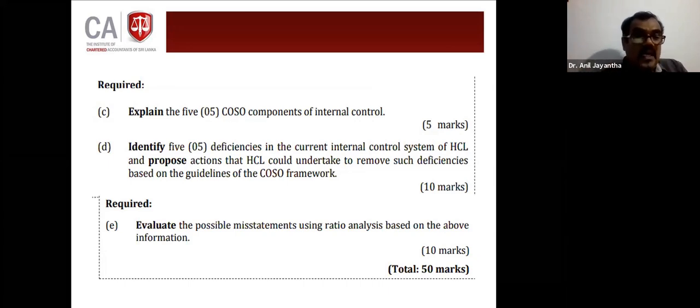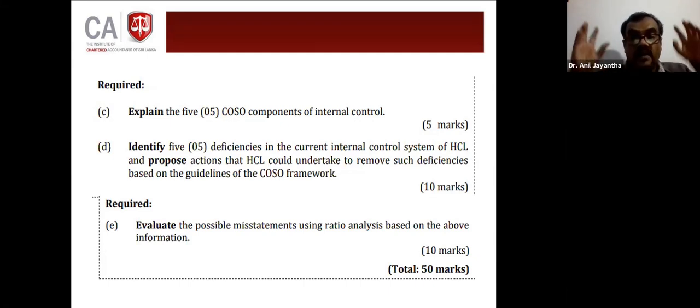But the D, identify 5 deficiencies in the current internal control system of HCL and propose actions that HCL could undertake to remove such deficiencies. Just see, first you need to send signal to your mind. Okay, you are supposed to first identify deficiencies, not more than 5, because only 5 marks may have been allocated for that, and propose action to eliminate or deal with these deficiencies. That's it. Identification and action, issue and action, application, but in a way moderately lower level situation.